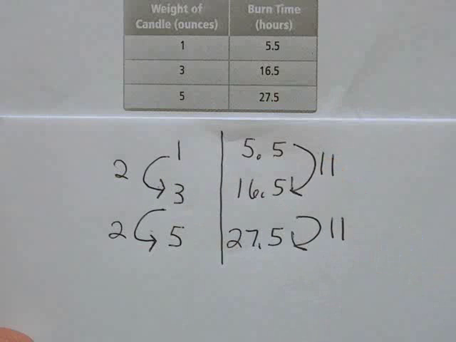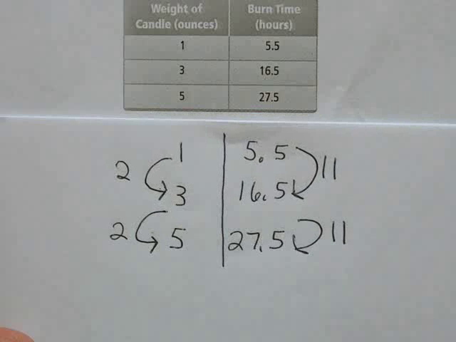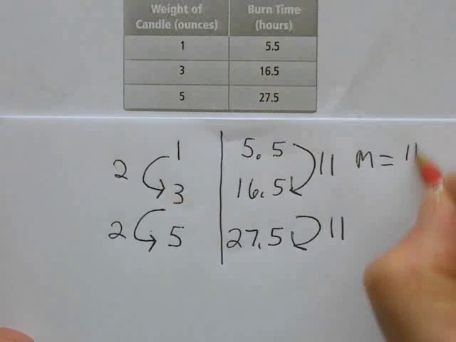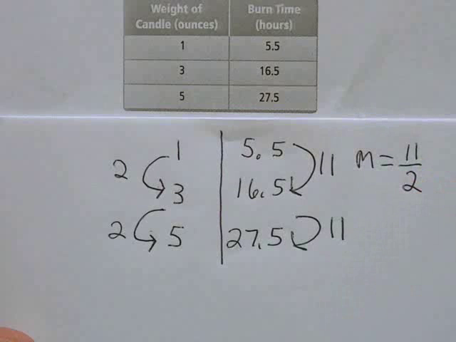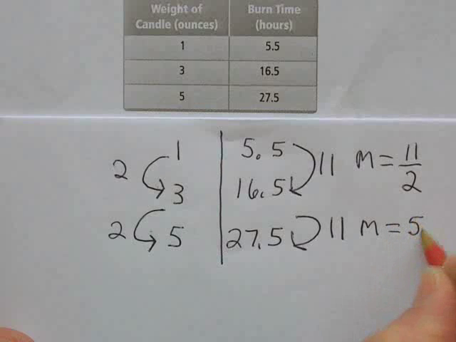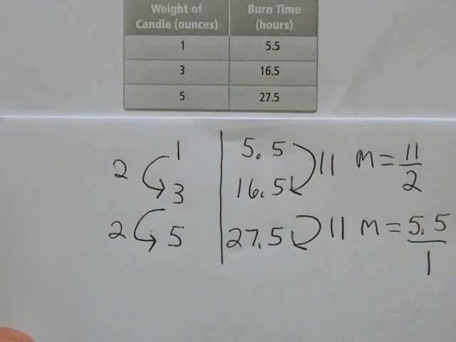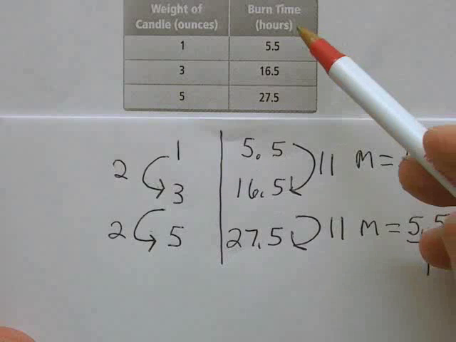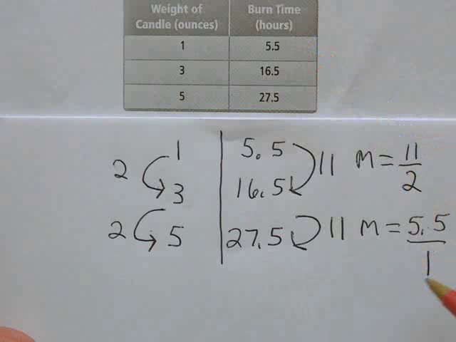I've got a linear function. I know that because the distance is constant. And my m, my rate of change, my slope, would be 11 over 2. And what does that simplify to? Well, it simplifies to 5.5 over 1. And this means that for every 5.5 hours of my y value, my burn time, that takes a 1-ounce candle. Or conversely, a 1-ounce candle will burn for 5.5 hours.